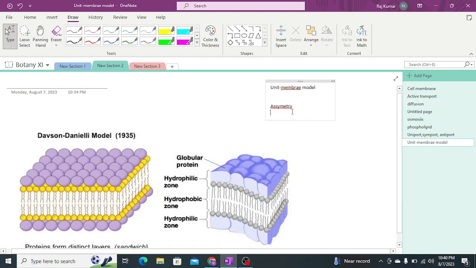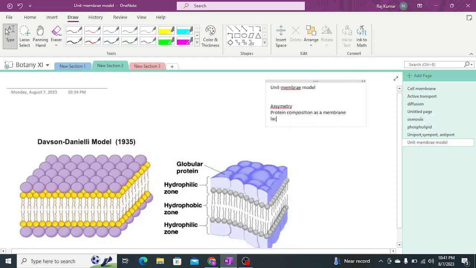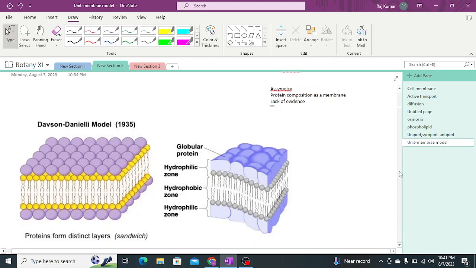Afterwards, it also described the protein composition as a membrane, which was wrong, or we can't say wrong, but incomplete. And thirdly, there was a lack of evidence for all of this. There was a lack of evidence that such a globular protein layer exists over the phospholipid bilayer and beneath it. So there was a lack of evidence as well.